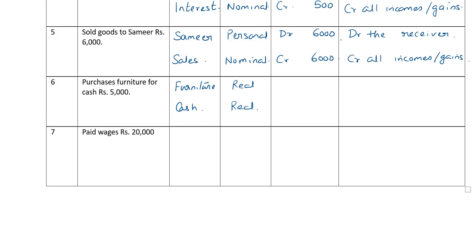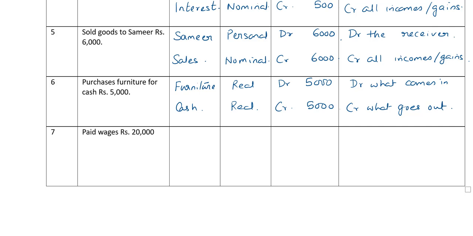The rule for real account is debit what comes in, credit what goes out. Furniture comes in, so debit what comes in. Cash goes out, credit what goes out. So we need to debit the furniture account with 5,000 rupees and credit the cash account with 5,000 rupees.